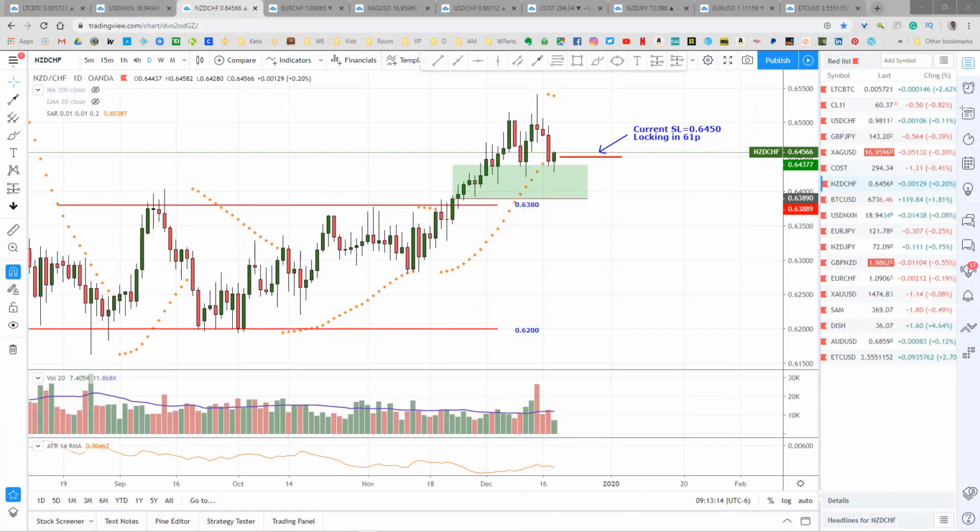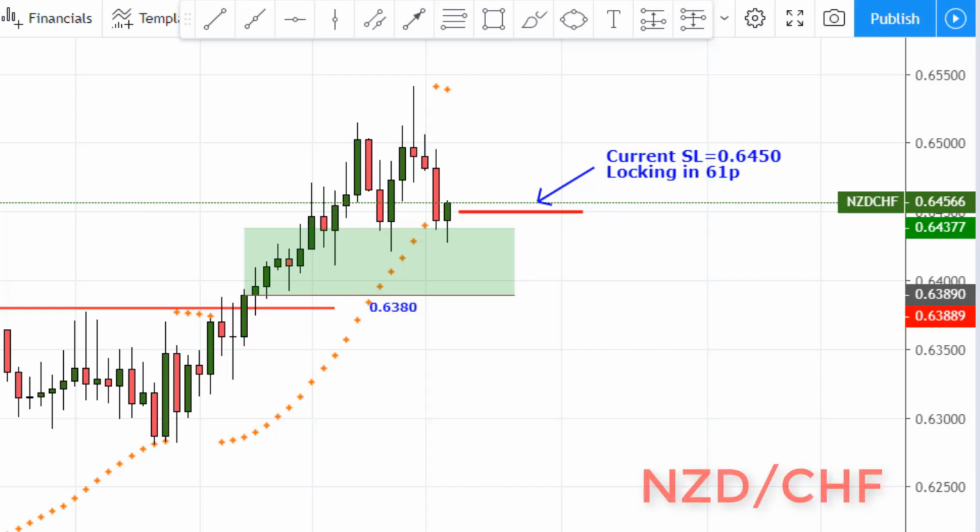As you know, I've been watching this New Zealand dollar Swissy for an exit using the parabolic SAR. I've been out of this trade with about 40 pips profit since right in here. But I want to see how the PSAR would handle this exit, and it hit our stop of 64.50 yesterday right here on this candle. So we made a profit of 61 pips on this one.